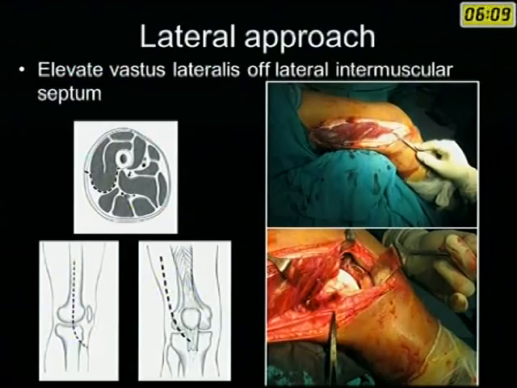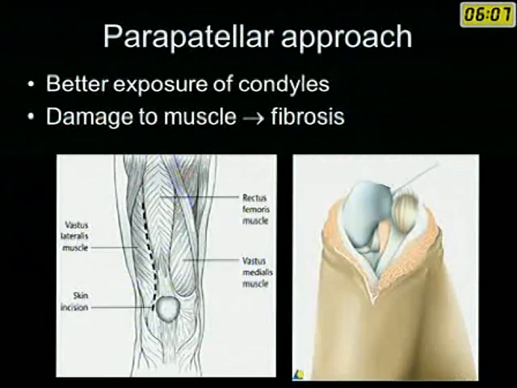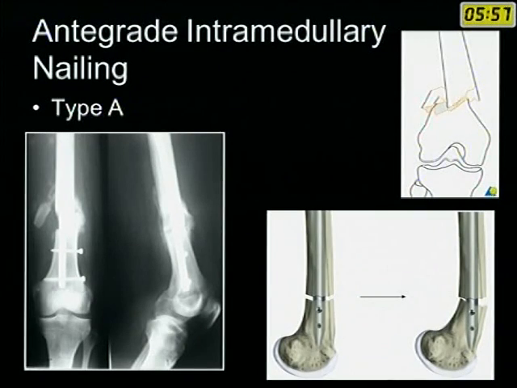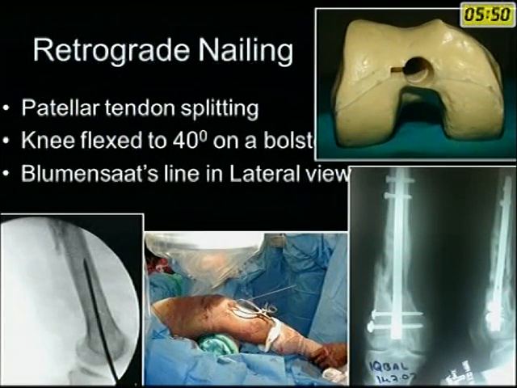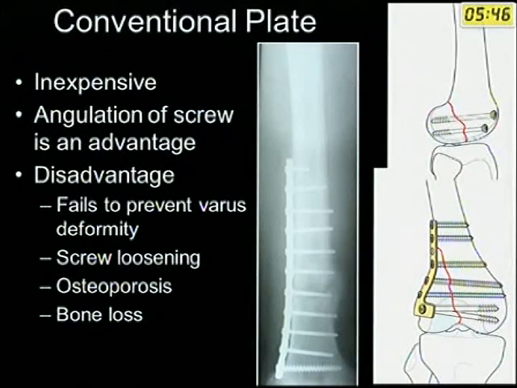So the standard procedure is a lateral approach, and it is a lateral para-articular, or here you are going to use a parapatellar approach. Here you are going to expose the fracture very easily, and you get a good reduction as well. In this type of fracture, you can use an antegrade nailing or a retrograde nailing. So these are the fractures which are easy to treat, but you can also use a conventional plate.